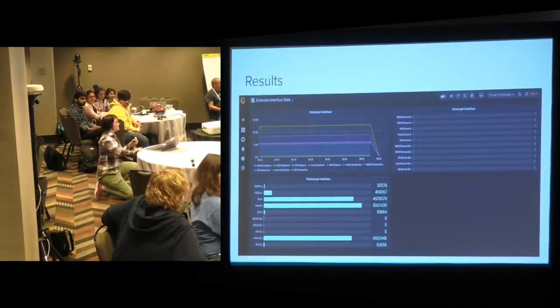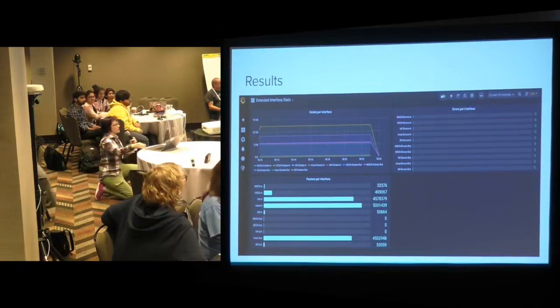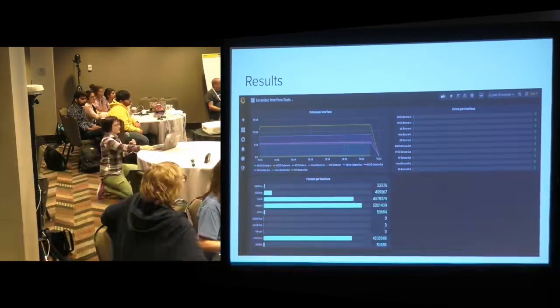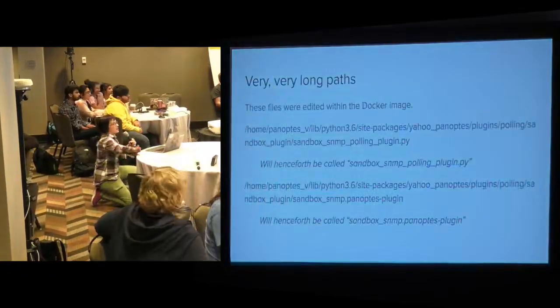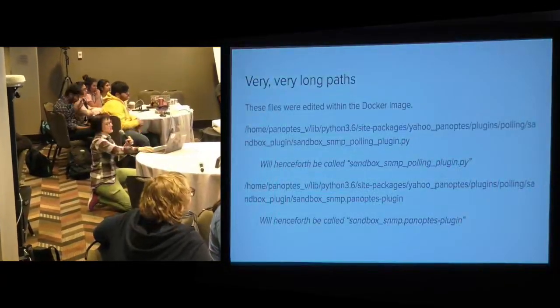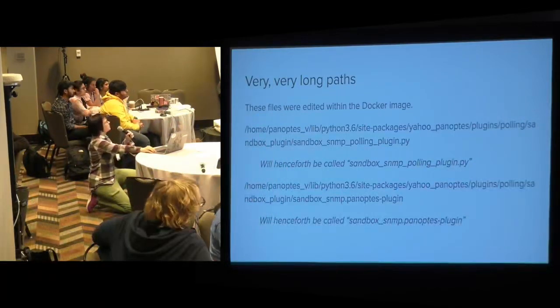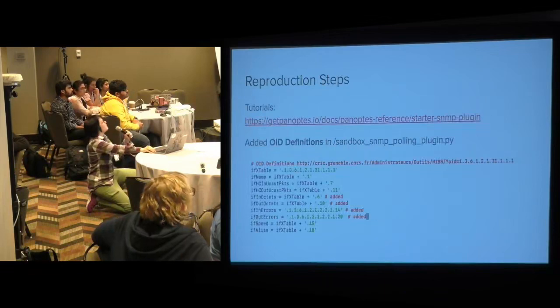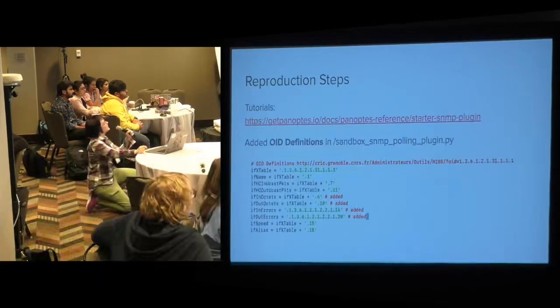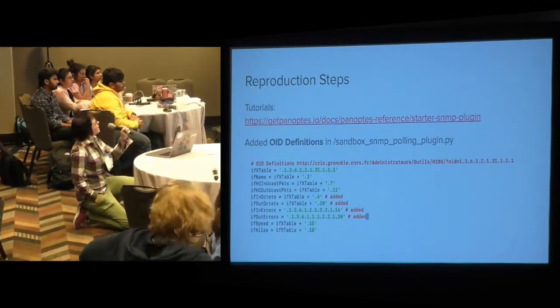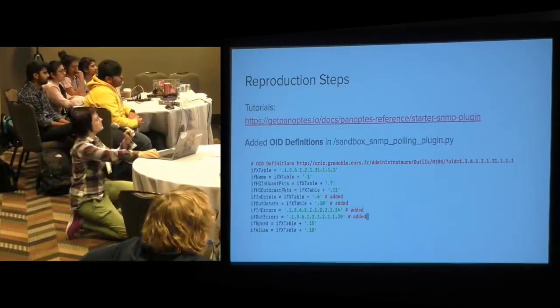So this is what we managed to get working in Grafana. It's super fancy. I know I worked really hard on this. We worked really hard on this. There were very, very long paths, so in case anybody wants to reproduce any of this work, we're going to refer to them by the file names. Reproduction steps are from this getpanoptes.io document. In that, I added the OID definitions in the Python script. I commented with what I added.